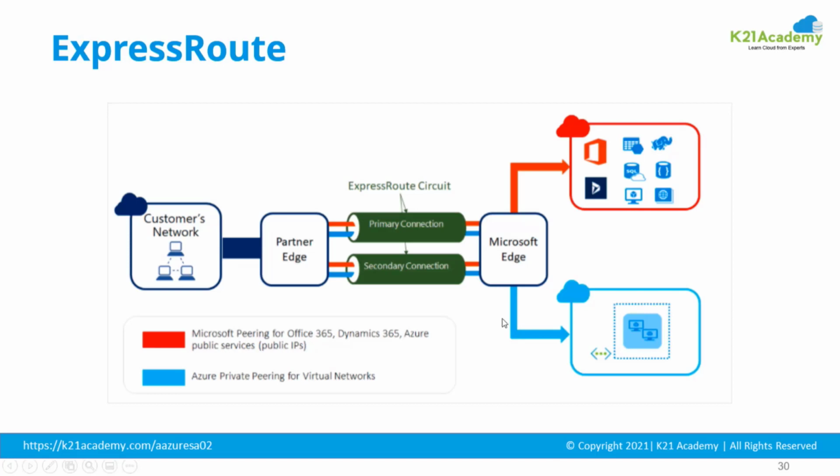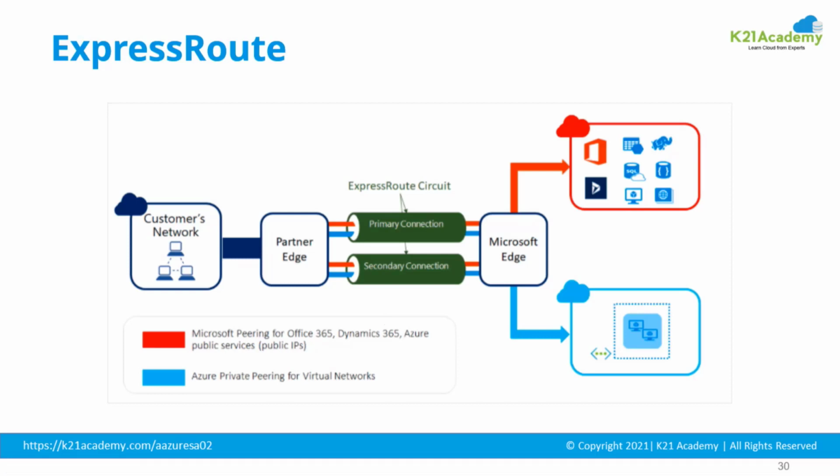This edge will be directly connected by default with the Azure network here, or you can use the same ExpressRoute to connect to other Microsoft software as a service, or Microsoft SaaS, like your peering with Office 365 or other public IPs or other services. So that is, in a nutshell, ExpressRoute. So it's a dedicated pipe.